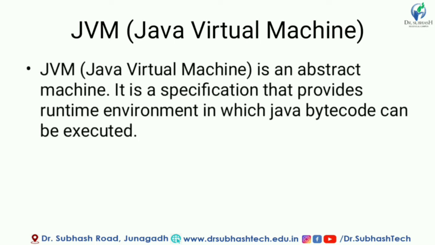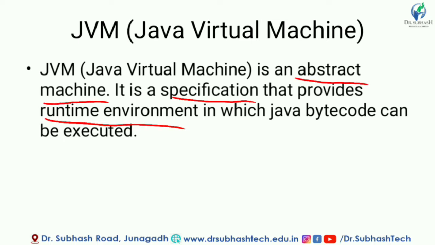JVM is an abstract machine. It is a specification that provides a runtime environment in which Java bytecode can be executed. As seen in the previous slide, the bytecode was given as input to the JVM. This bytecode is executed on the JVM, and the JVM provides a runtime environment for this execution. There is a specification for that, and this is an abstract machine.